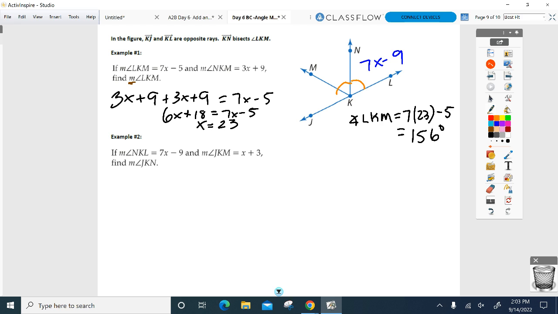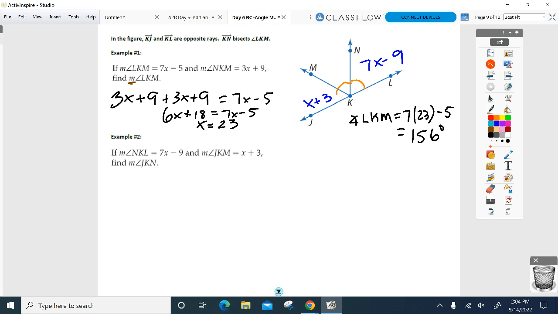J to K to M. Find it. JKM. Trace it. x plus 3. I'm looking for the measure of JKN. JKN, that angle there. This is a little bit tougher. Even some of you studs out there might have trouble with this one.